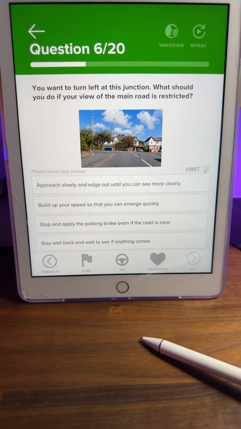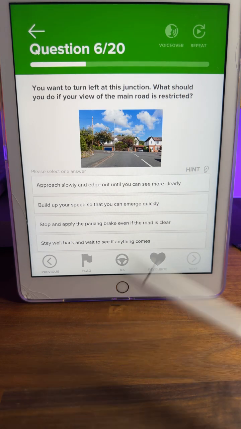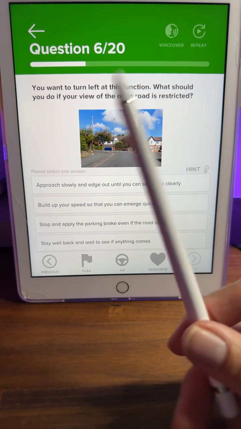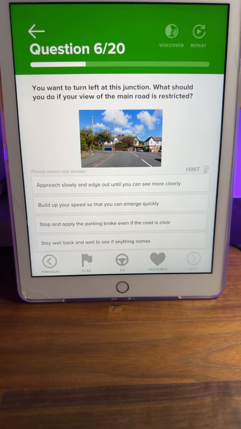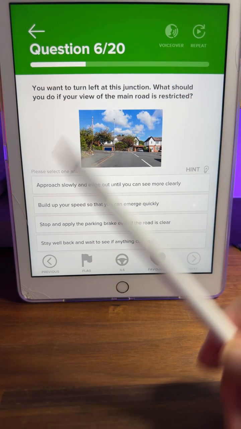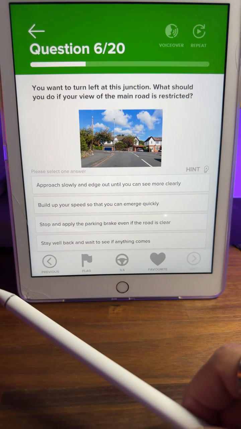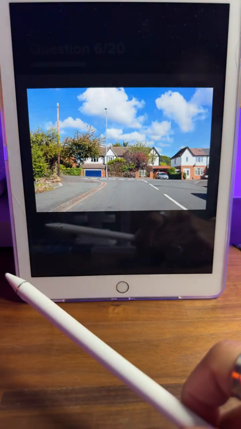Okay, question 6. You want to turn left at this junction. What should you do if your view of the main road is restricted? Guys, this is pretty much the same question as what we've just had, but asked in a different way. What should you do if your view of the main road is restricted?